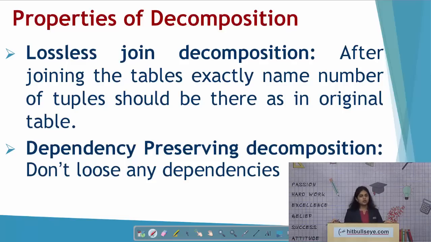information in any case. So next is the dependency preserving decomposition, which means all the dependencies in a relation should be preserved. For example, if one attribute is dependent upon another attribute and this dependency holds in the parent relation, then it should also hold in the decomposed relations. So there should be no dependencies lost while decomposing the relations.